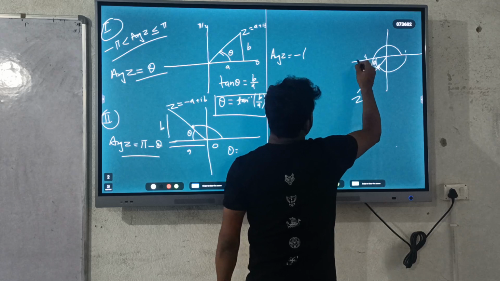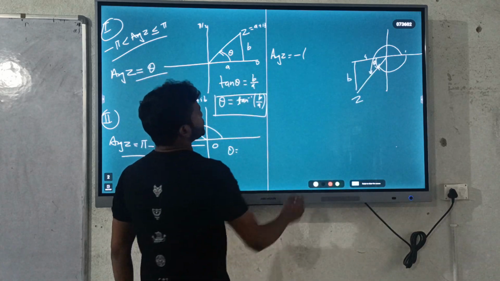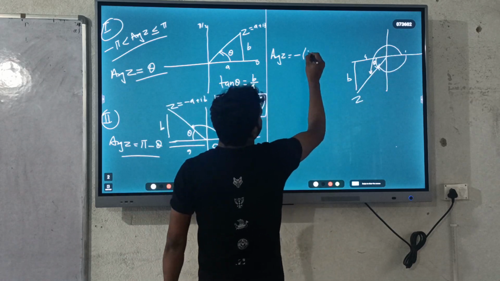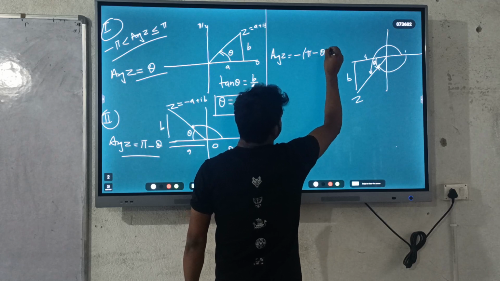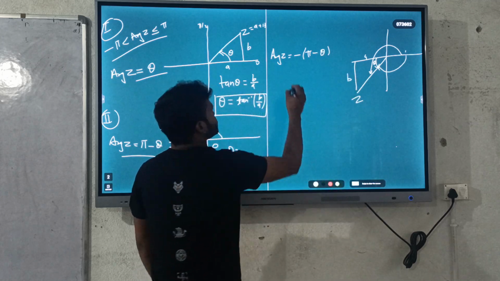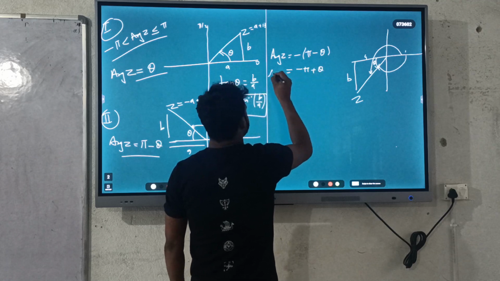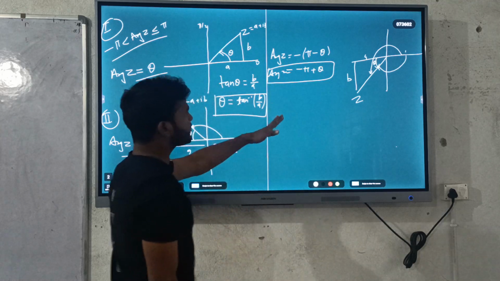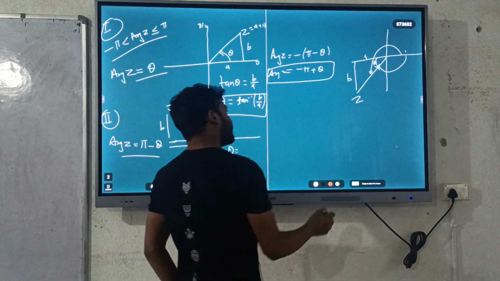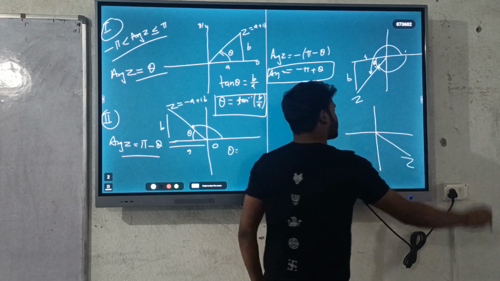The length is a, this length is b, so the angle equals tan inverse b by a. What we do is subtract theta, so we get minus pi plus theta, and that is the argument value of z in the third quadrant. What if we want to find the argument value of z in the fourth quadrant?